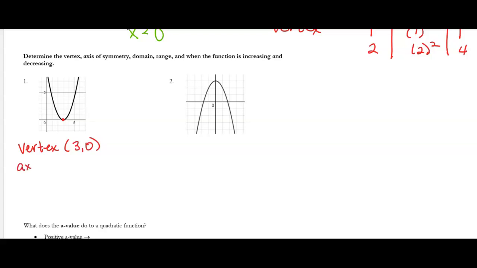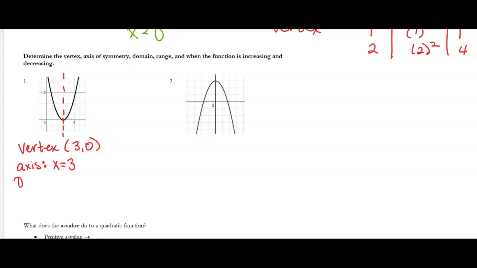Now we need to find our axis of symmetry. Now our axis of symmetry is the line it folds on, and it might be a good habit for you to write that dotted line for a little bit. And that will also help you remember, oh, that's a line, so it has to be an equation. And where does that line cross through on the x-axis? That's right, it crosses through 3.